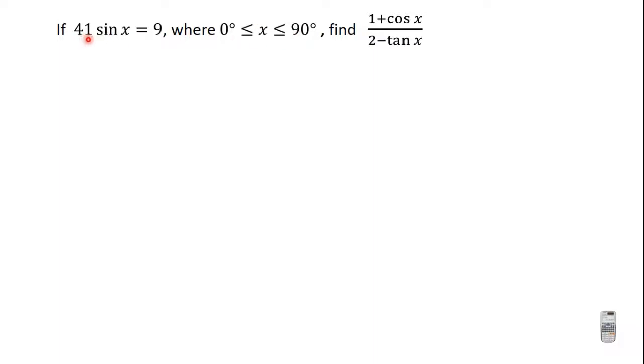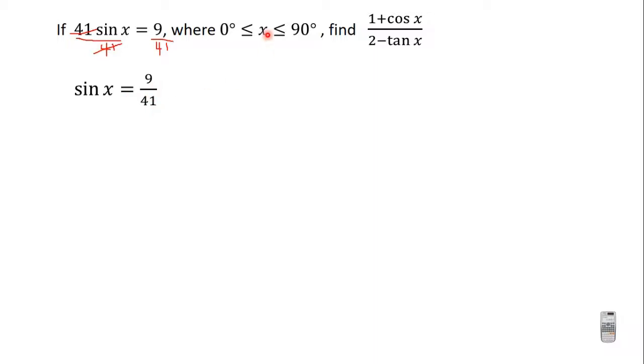And we know that 41 sine x is equal to 9. Now look at something here. If we divide 41 sine x by 41 and we divide 9 by 41, you see that 41 will cancel 41 here. So we will have sine x is equal to 9 divided by 41, from this equation 41 sine x is equal to 9.